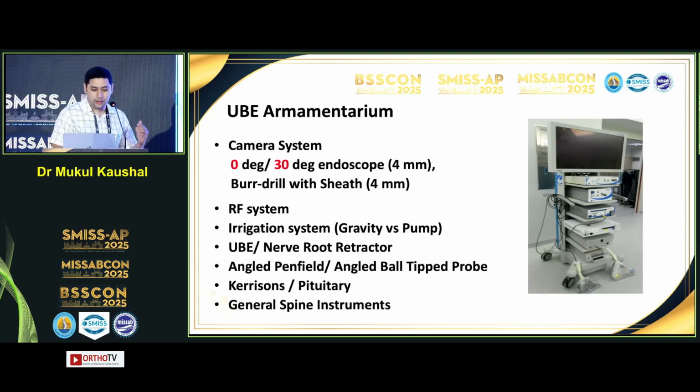What you need is a good camera system, which is available in almost all hospitals, with a 0 degree or 30 degree scope, 4 mm, 17 centimeter length. This is a standard arthroscope or an ENT sinuscope or a neuroendoscope. You need a burr drill with a sheath. You need a good radio frequency system to manage your epidural bleeders. For irrigation, I tend to rely on gravity.